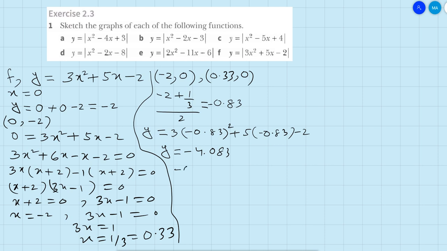So our coordinate of minimum point is minus 0.83 and minus 4.083. Okay, kindly check this with the help of calculator if there is any mistake. I hope there is no mistake. Now plot all points.